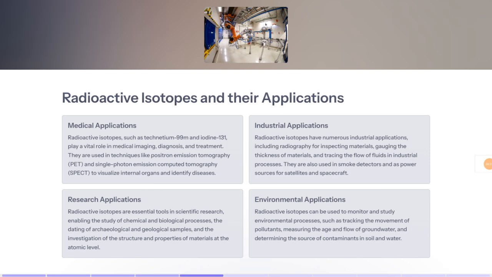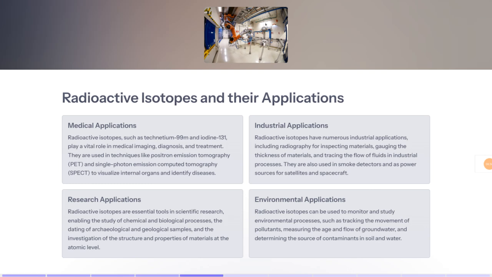Industrial applications. Radioactive isotopes have numerous industrial applications, including radiography for inspecting materials, gauging the thickness of materials, and tracking the flow of fluids in industrial processes. They are also used in smoke detectors and as power sources for satellites and spacecraft.